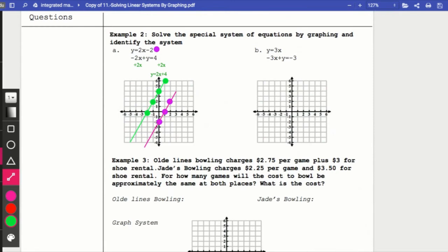So I could have even gone without graphing it and known that it was going to have no solution to the system just by looking at the equations. But graphing it does give us a visual, so it's useful. So let's go ahead and type our solution. There is no solution.